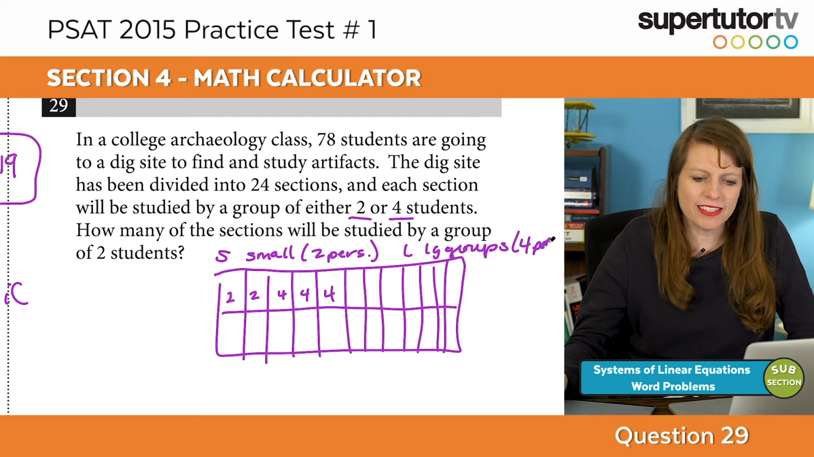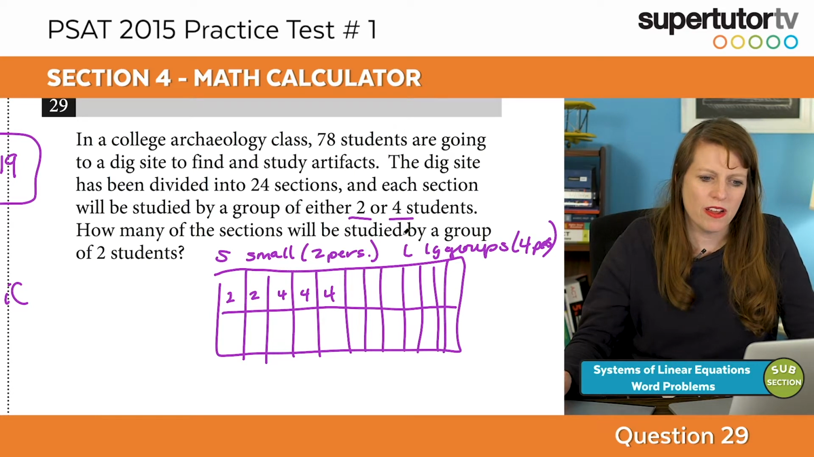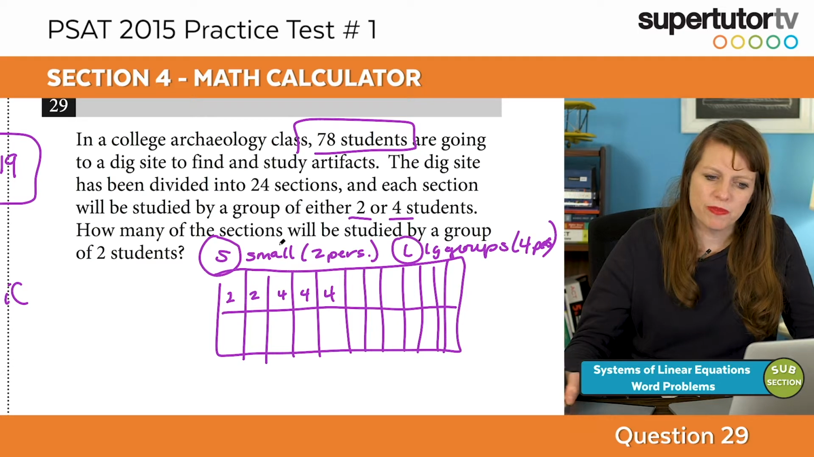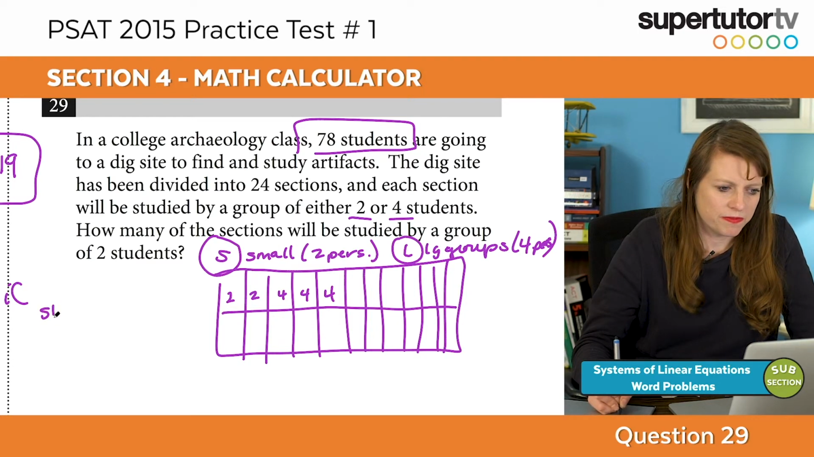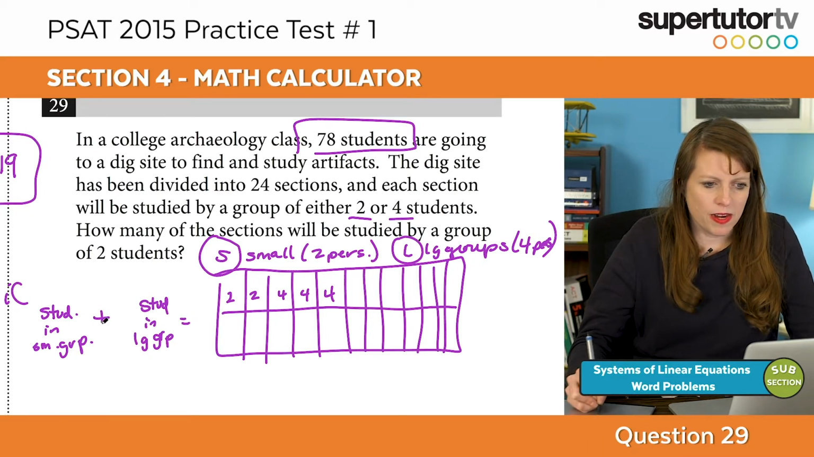And I'm going to create a system of equations here, and I know that that's kind of where I'm headed, and I just have to figure out what my variables are, and that's what's kind of tricky. So here's what I know. I have 78 students going. If I add up all the students in the small groups and all the students in the large groups, then I'm going to get 78.